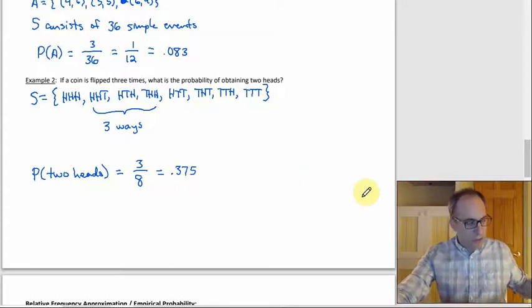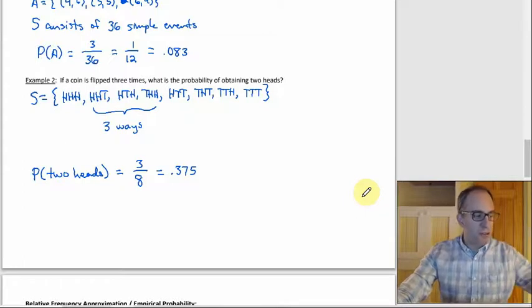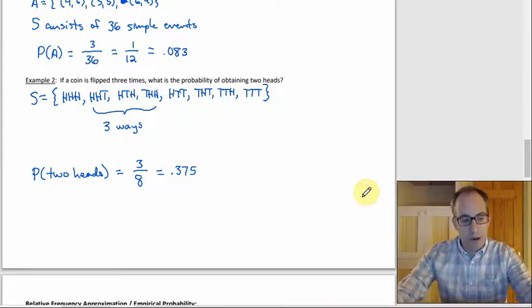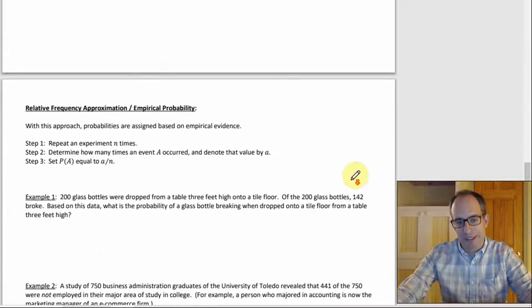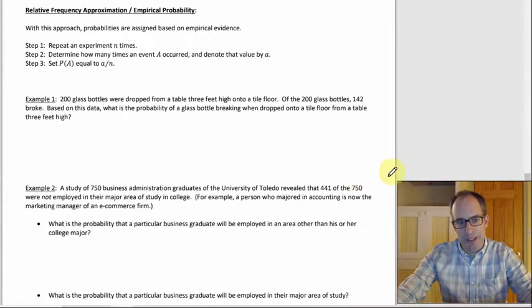So that's one way of figuring out what the probabilities are, the classical approach, but that's only going to work if the simple events are all equally likely. What if that's not true? You've got to do something else. So another option is this.